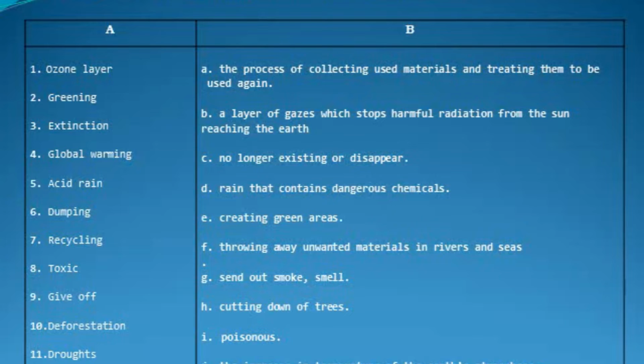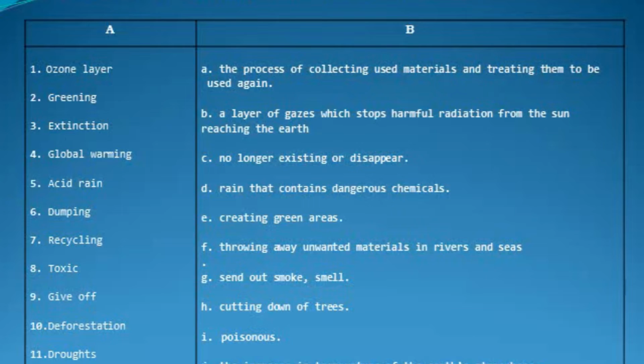C, no longer existing or disappearing. Something no longer existing, of course, it is extinction. D, rain that contains dangerous chemicals. We have rain and dangerous chemicals. This is acid rain. Creating green areas. This is greening. F, throwing away unwanted materials in rivers and seas. This is what we call dumping.